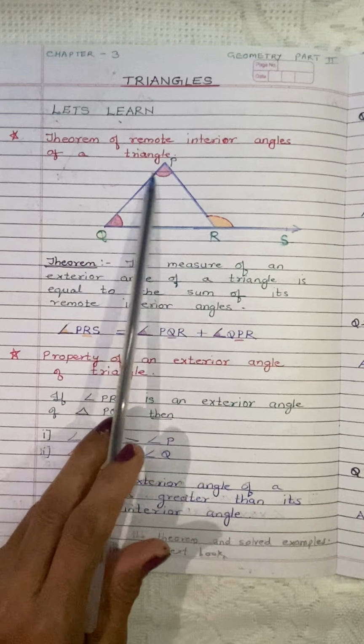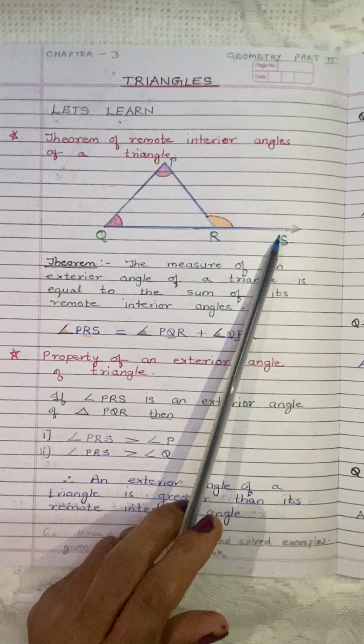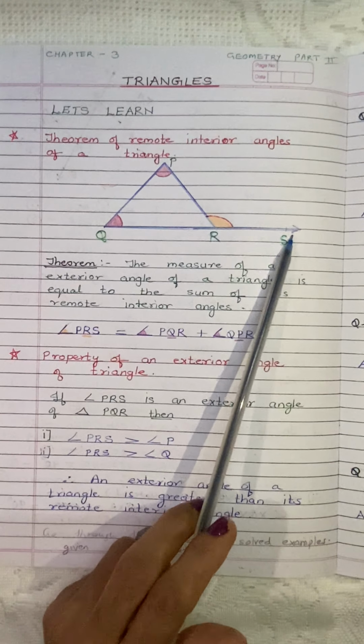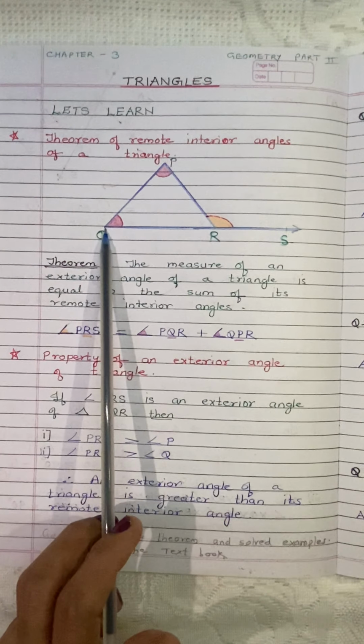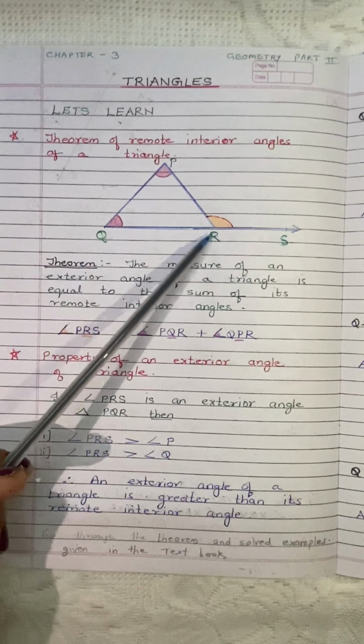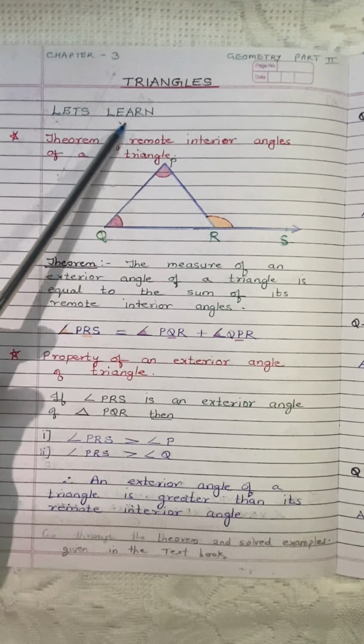Here if you look at the diagram, angle PRS is an exterior angle of triangle PQR. As the side QR is extended, we get an exterior angle. Similarly, if I extend PR from this side, I get an exterior angle over here. Similarly, if I extend PQ, I get an exterior angle. So in total we get 6 exterior angles and 3 vertically opposite angles.